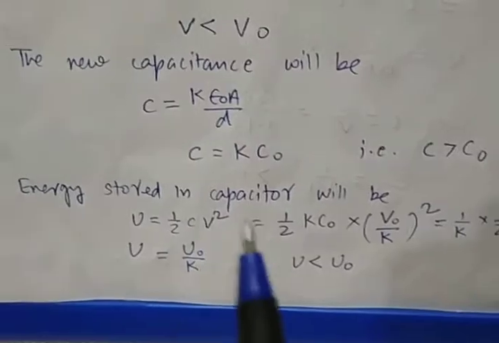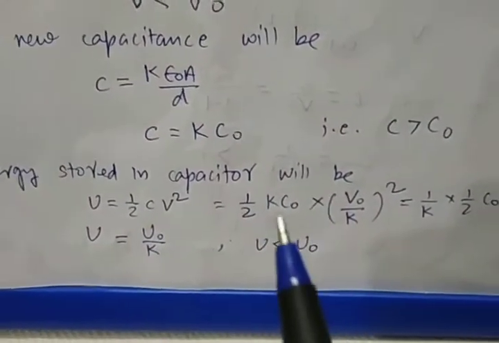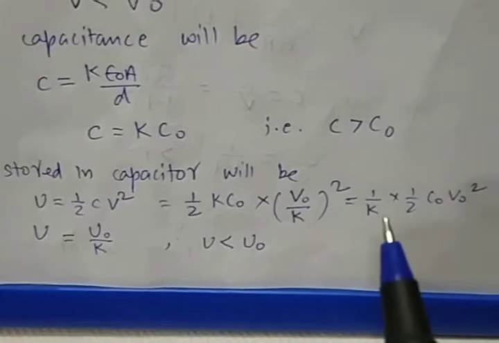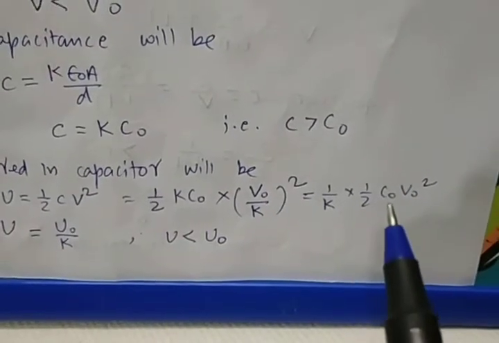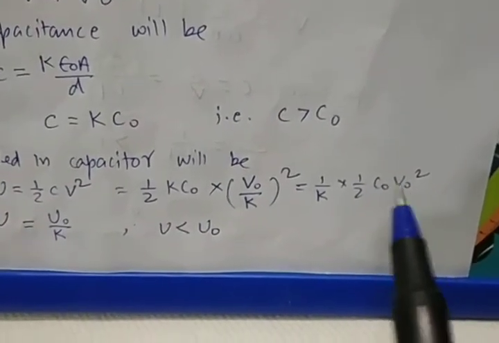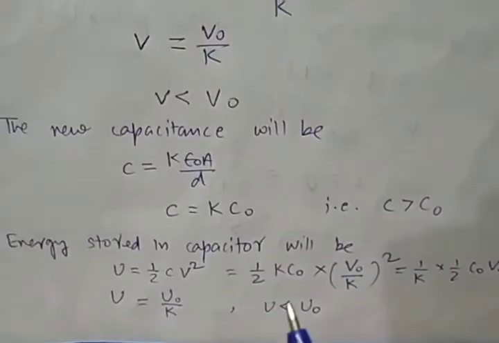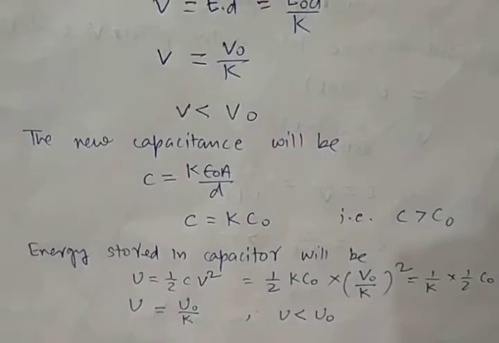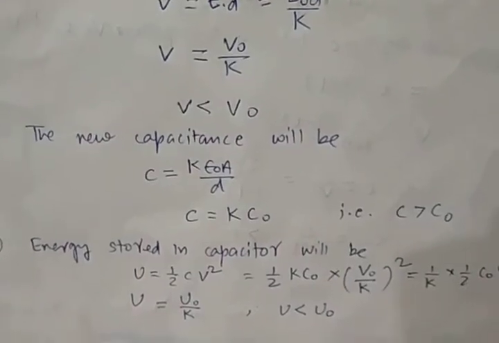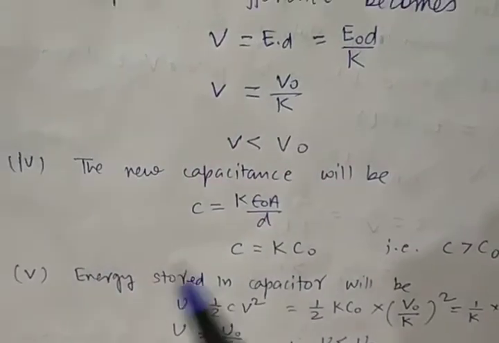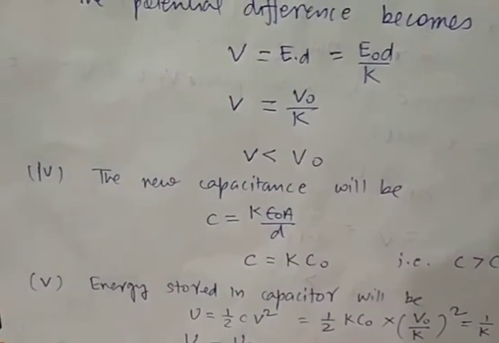Okay, for energy stored, half CV square, so 1 by 2 K C naught, V naught upon K whole square, so 1 upon K times half C naught V naught square, that is U naught upon K. It means the energy stored is decreased when the dielectric is placed between the plates of the capacitor.